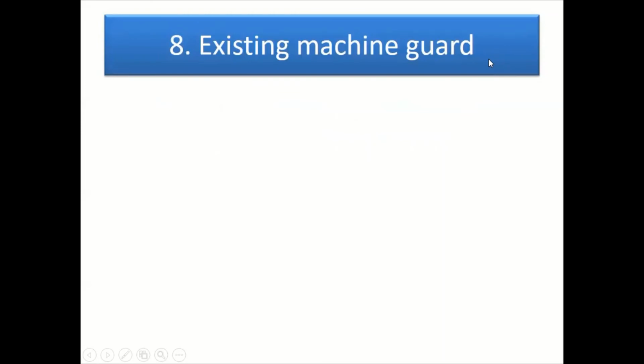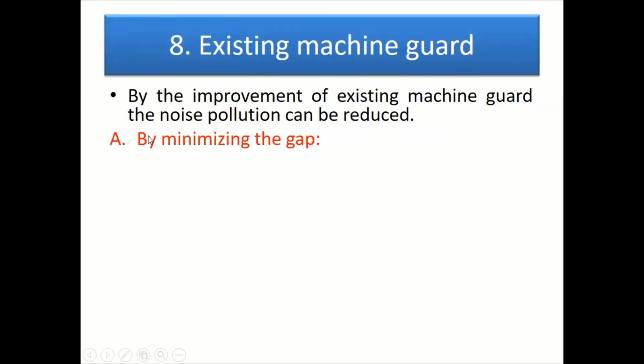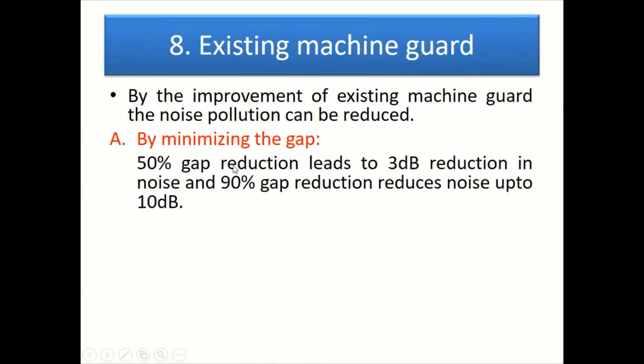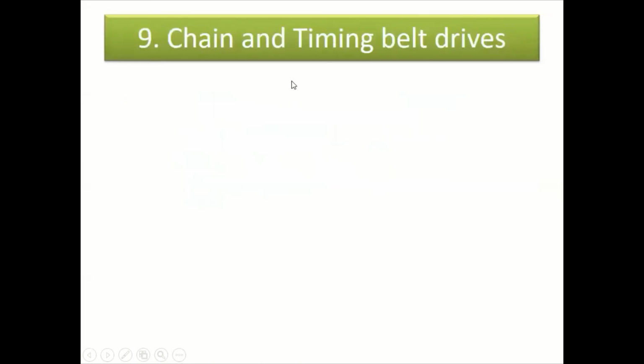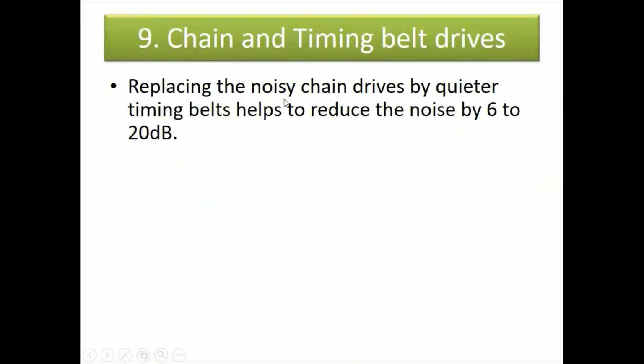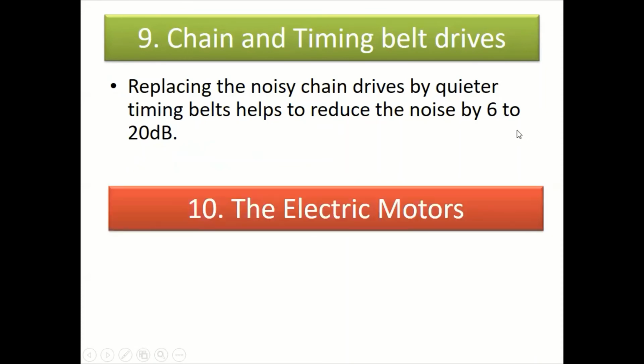Then existing machine guards. By improving existing machine guards, the noise pollution can be reduced by minimizing the gap. A 50% gap reduction leads to a 3 dB reduction in the noise, and a 90% gap reduction reduces the noise level up to 10 dB. Then chain and timing belt devices: replacing the noisy chain drive with a quieter timing belt helps reduce the noise by 20 dB.